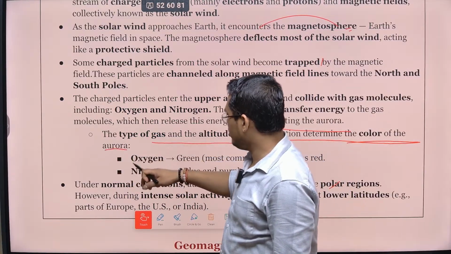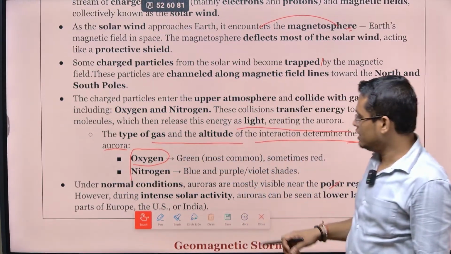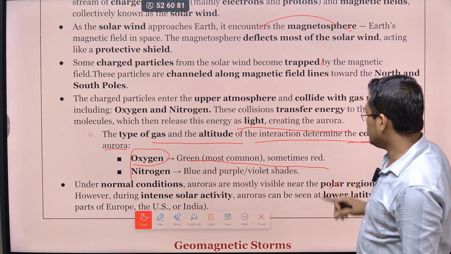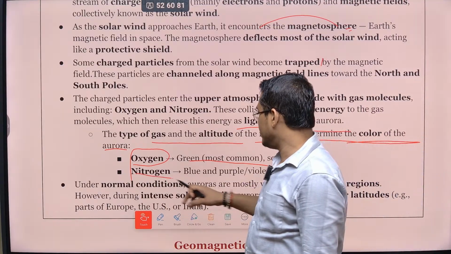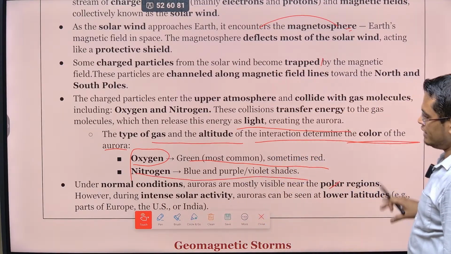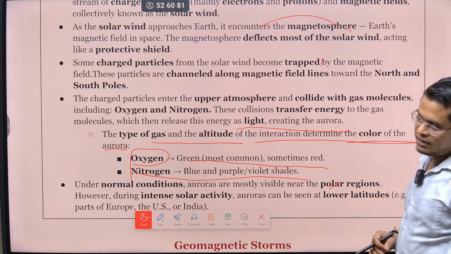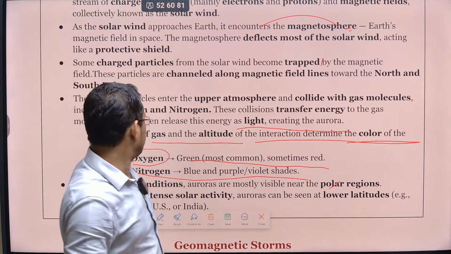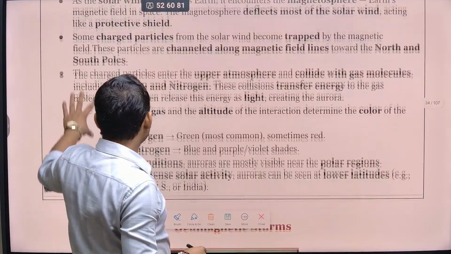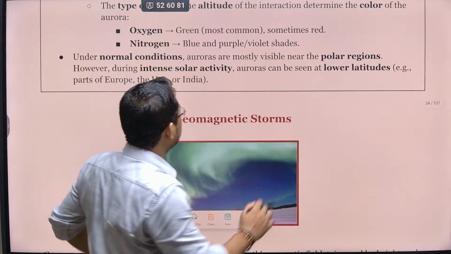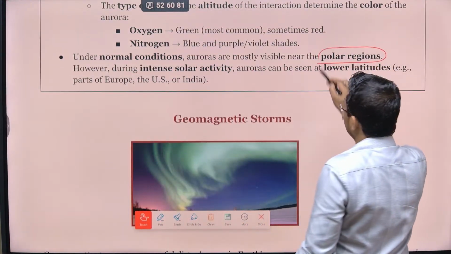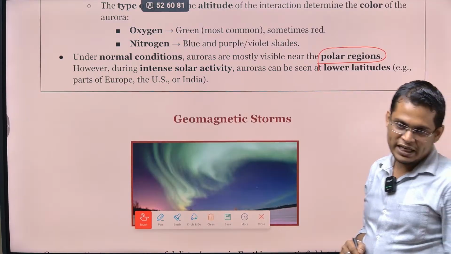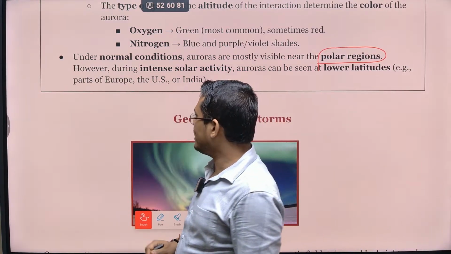Whenever these charged particles interact with oxygen, green is most common, sometimes red also. Nitrogen creates blue, purple and violet shades. So we can say that different gases help in generating different colors. Under normal conditions, aurora are mostly visible near the pole. Under normal conditions you will see them around the pole, because the pole has strong magnetic fields.